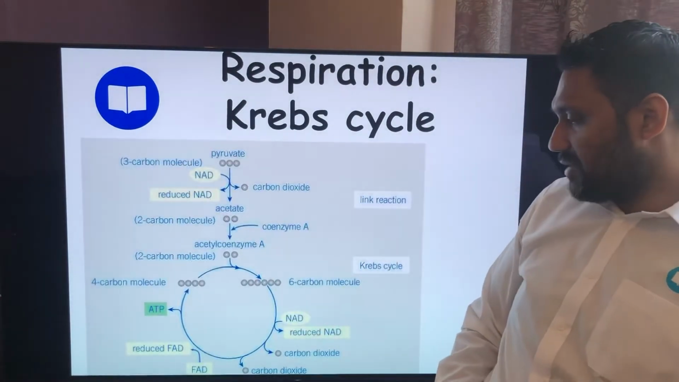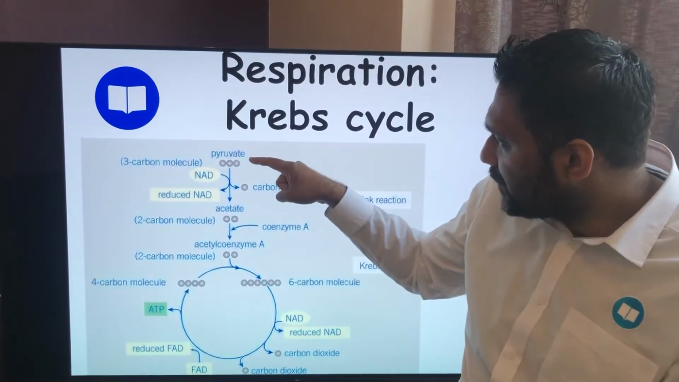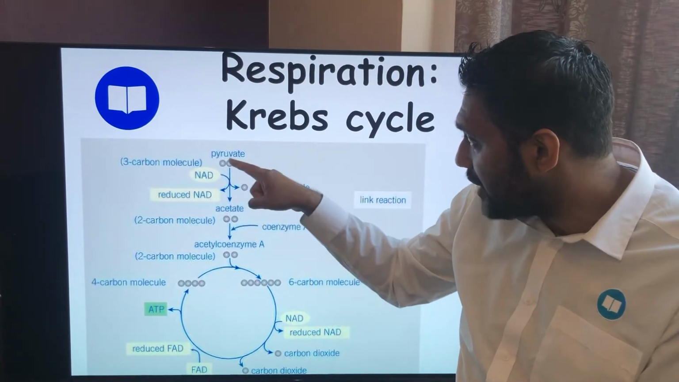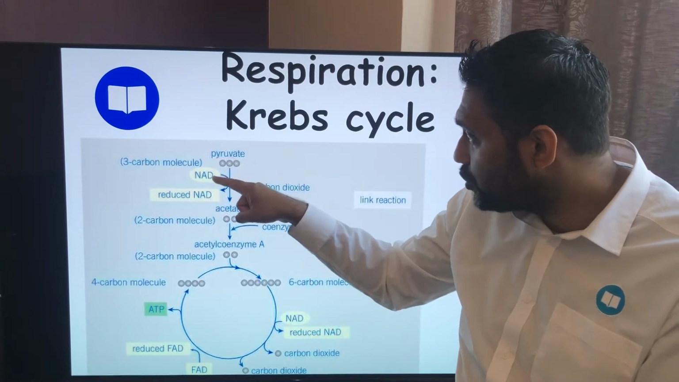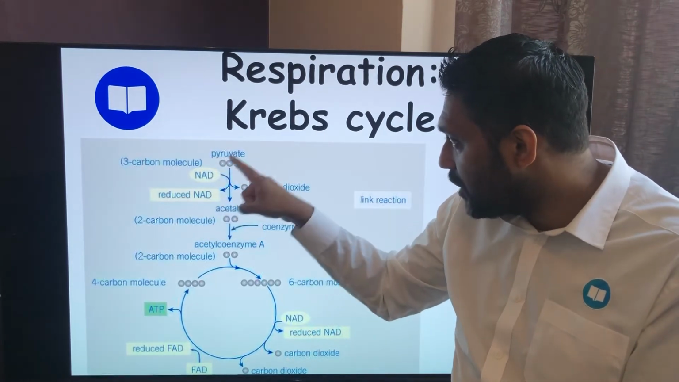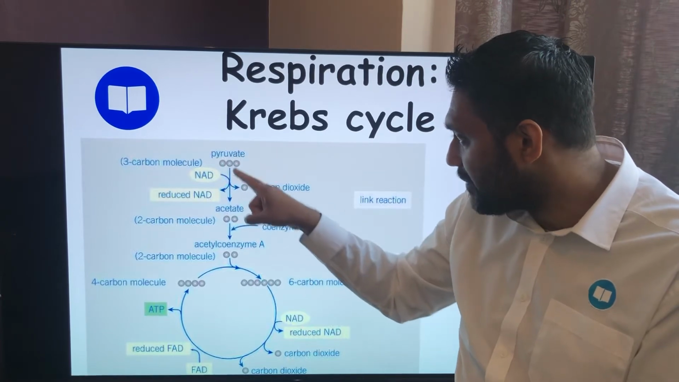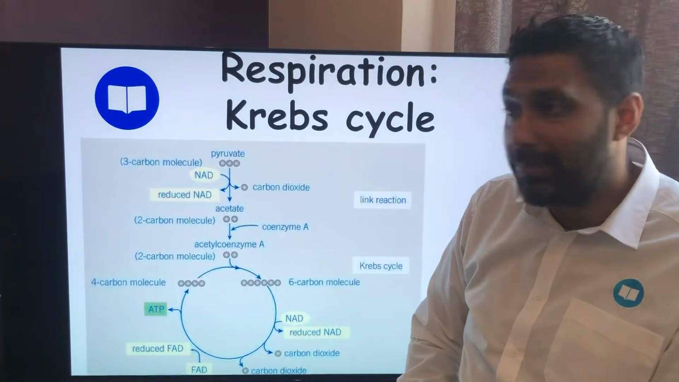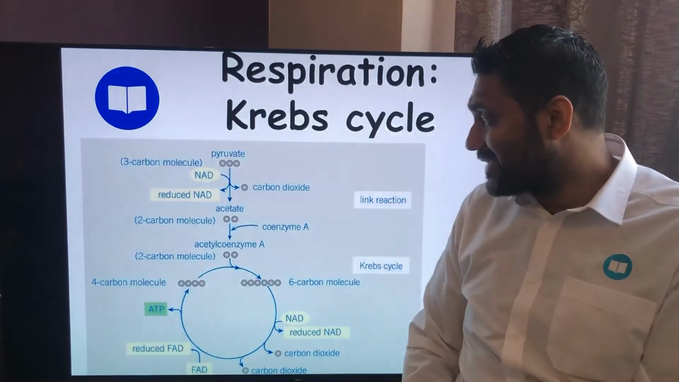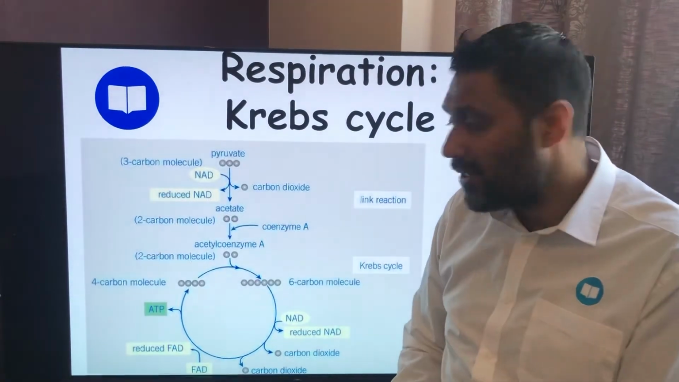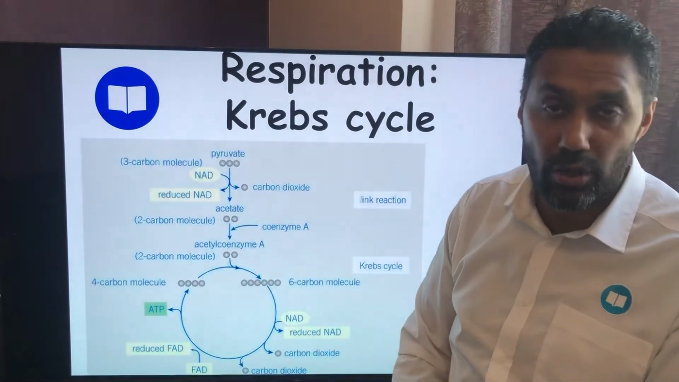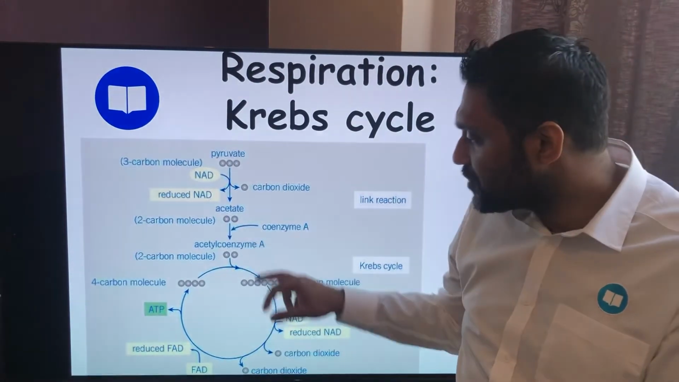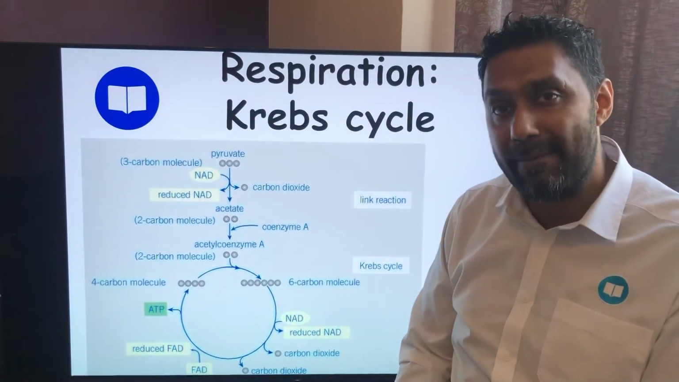So, to summarize, there's the pyruvate. It's a 3-carbon molecule. The NAD becomes reduced because 2 hydrogens from there will join onto that to make reduced NAD. You lose one of the carbon atoms there because that becomes carbon dioxide. You're left with a 2-carbon compound called acetate. That acetate then will join onto coenzyme A and therefore will become acetyl coenzyme A. That is the important thing that jumps onto our next stage, known as the Krebs cycle.